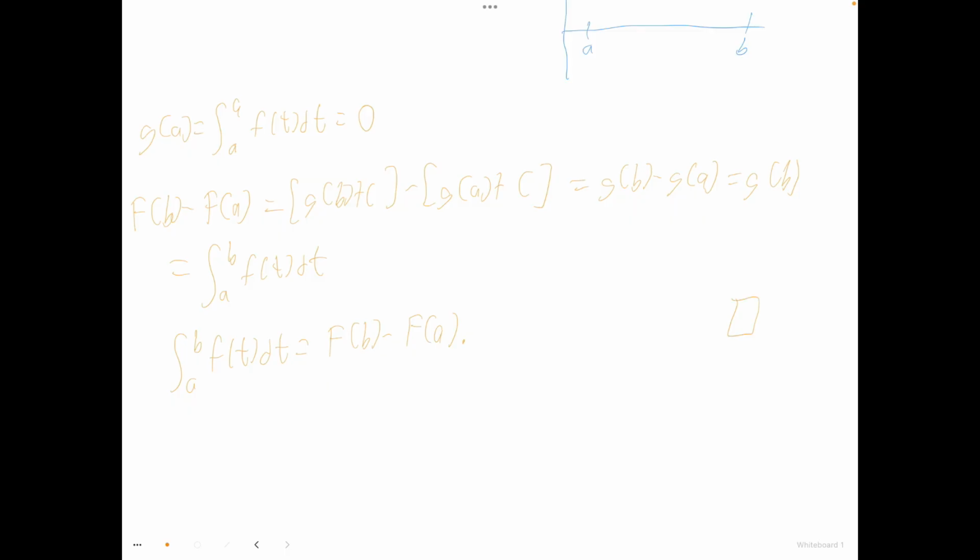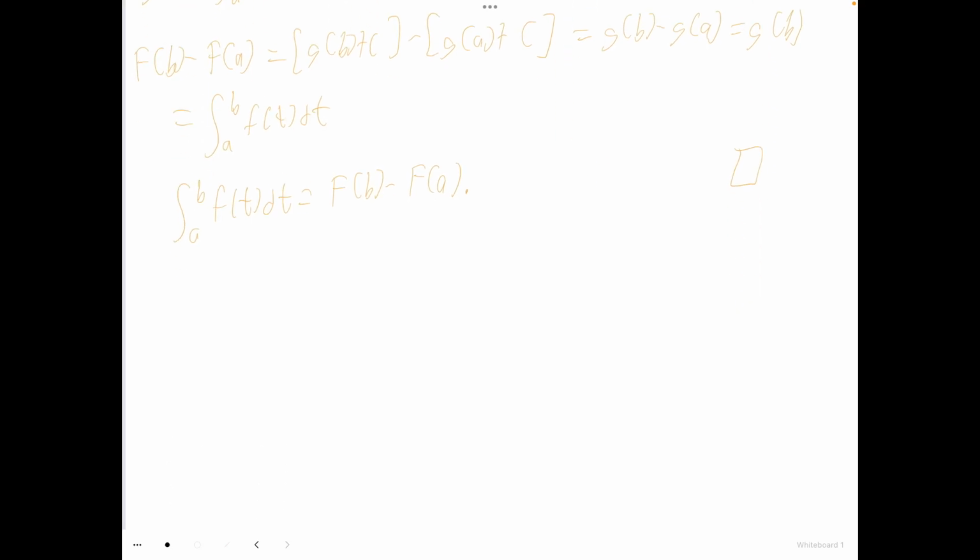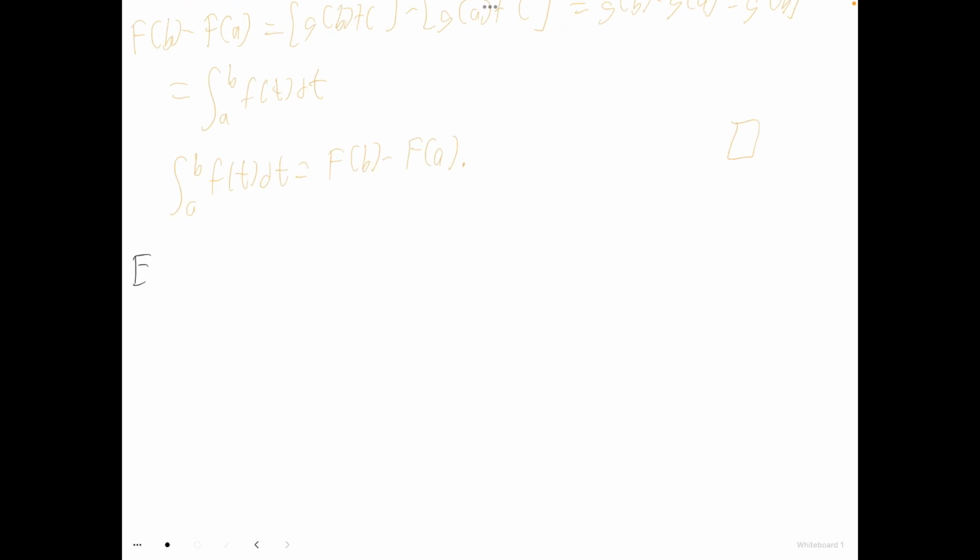And so that proves the second part of the Fundamental Theorem of Calculus. Now, the proof might not be particularly enlightening, but I think it's useful to know why it's true. Now, we're going to do some examples. And again, this is basically saying to evaluate a definite integral, we find an antiderivative of the integrand and then subtract its values at the endpoints. So let's look at some examples.